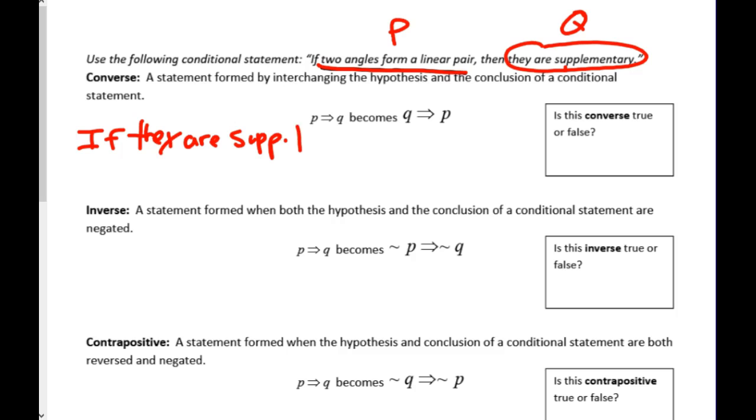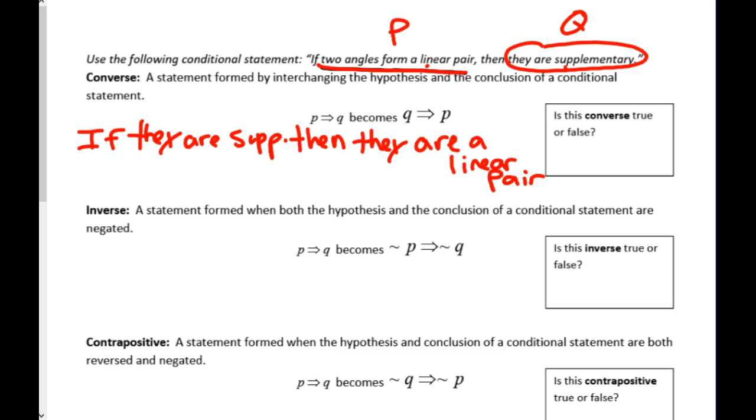Then, and then I'm going to put the P at the end. Two angles form a linear pair. Okay, now, I'm kind of abbreviating, changing a few words to make it shorter. But does everyone see what I did? All I did was change the order. That's called a converse.